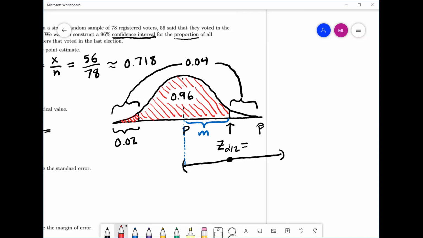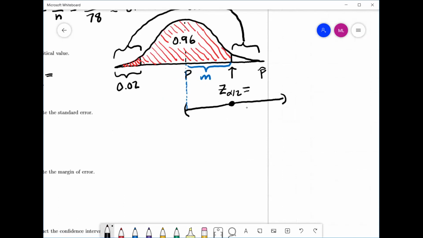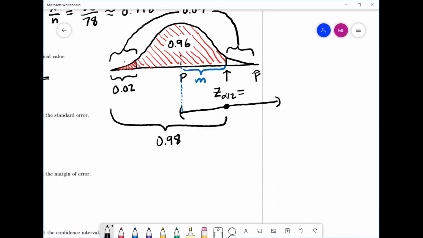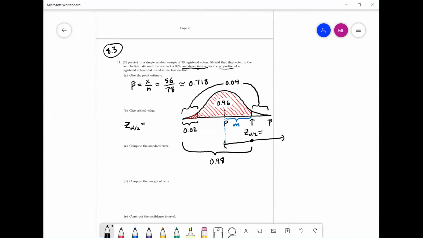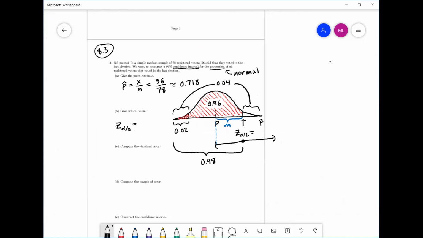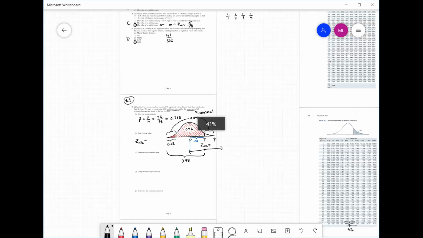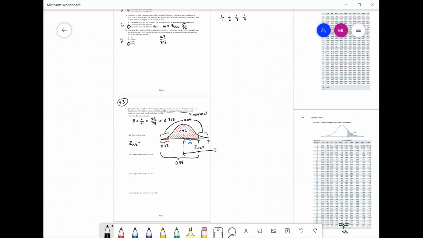And if I want this z-score, I need to do a reverse lookup in our table and find the combined area that goes from there all the way over to the z-score of interest, including the tail. I know it's the 96% in the middle plus the 2% in the left tail for a total of 0.98. I need to go look in table A2, which I'm allowed to do because we're dealing with a normal distribution, right? Because it's a population proportion, I know we're dealing with a normal distribution. So I can go to table A2 and I need to find the z-score associated with an area of 0.98.